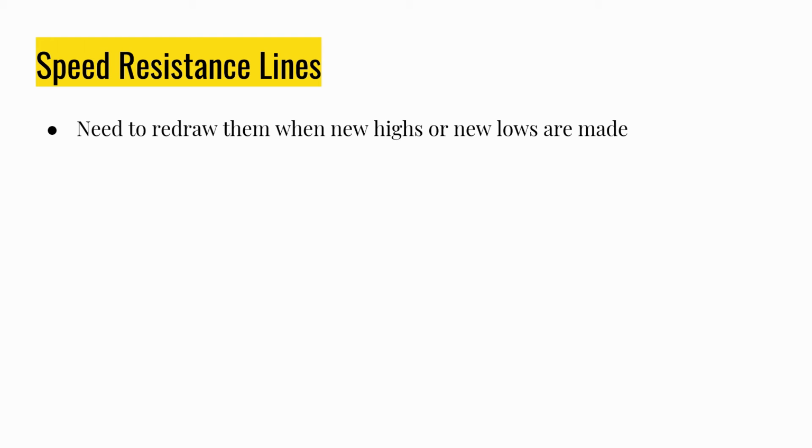The only problem with speed resistance lines is that you have to redraw them pretty often. The main reason for this is because you need to redraw them every time the stock makes a new high in an uptrend or a new low in a downtrend. Also, it is important to remember that like all lines, these lines switch roles when broken. So the downtrend lines I drew in the previous slide would act as resistance as price broke and fell under it. The final topic of this video will be about price gaps.